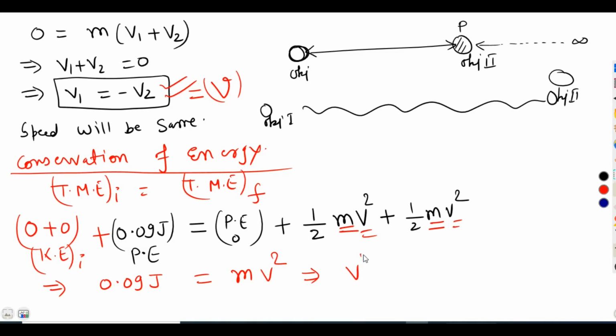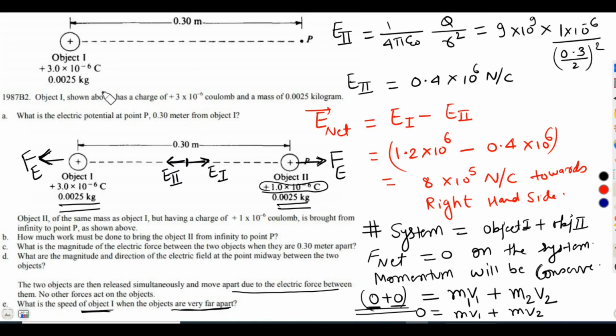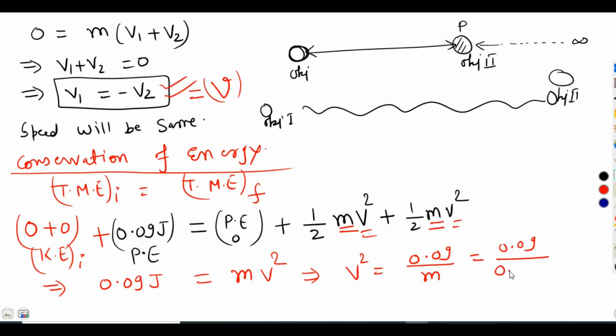And what is the mass of both the objects? Please see, it is 0.0025. So we put 0.0025 here. After solving this, we have to take the square root also. After solving all these values, you will get v is equal to 6 meter per second. You can solve it on a calculator easily. You will get 6 meter per second.